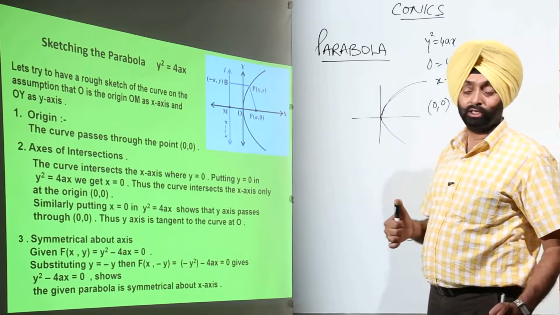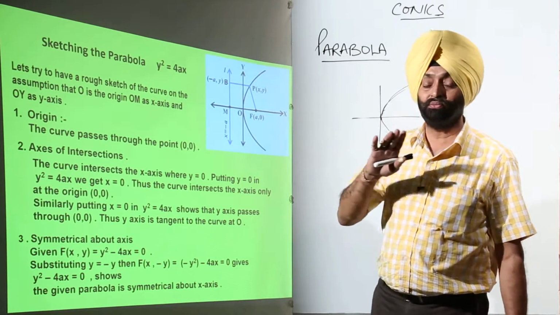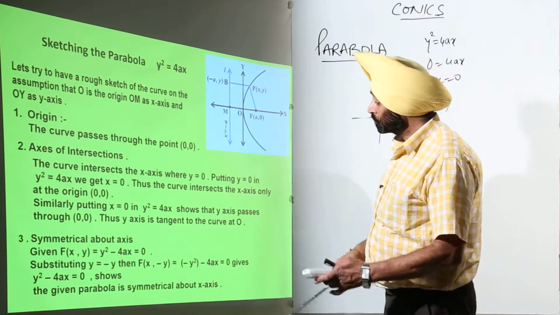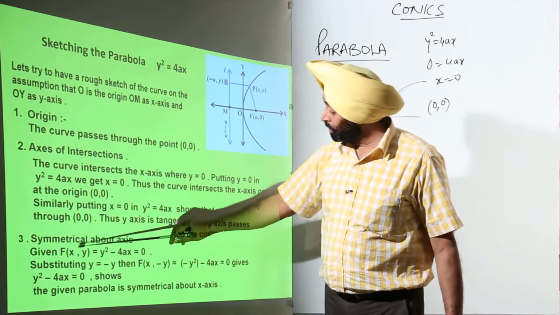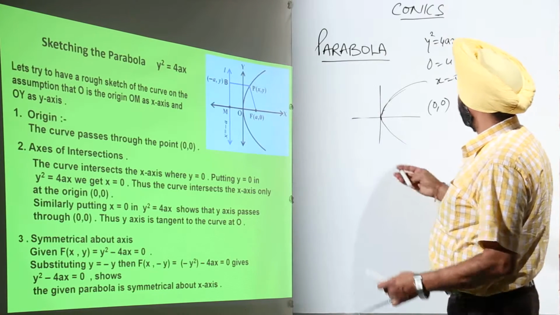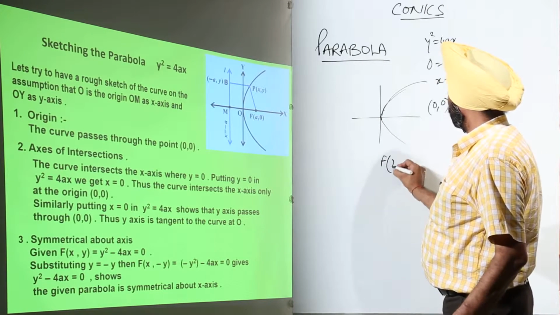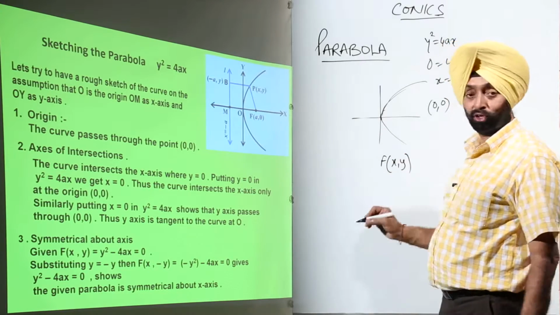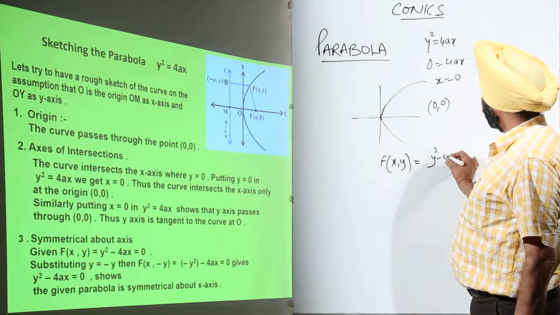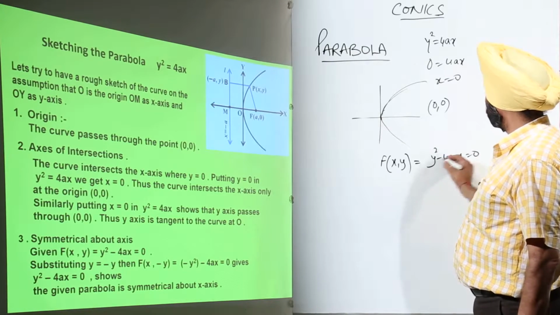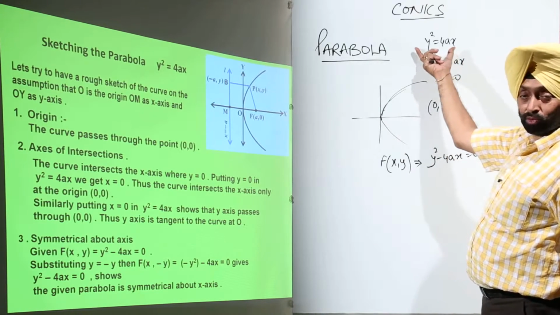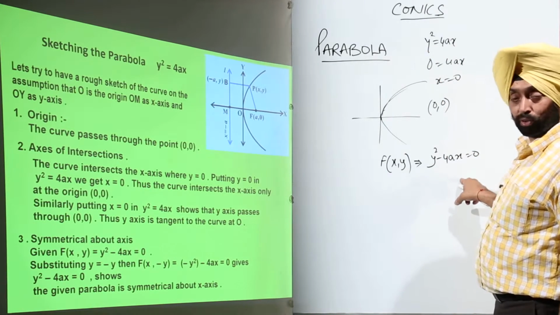Now, symmetrical about axis. I told you in the last module that this is a very important term. We are going to discuss this in other terms also. Okay, so symmetrical about axis. Now for this equation, suppose I write it as f(x, y), for any function of x and y, and we represent it as y square minus 4ax is equal to 0, taken from y square is equal to 4ax, or y square minus 4ax is equal to 0.